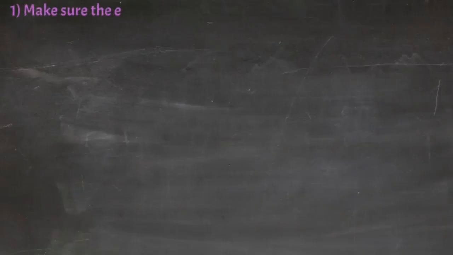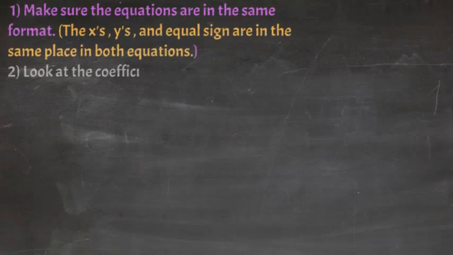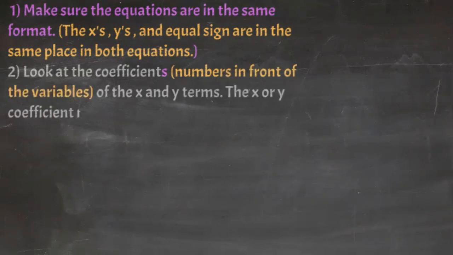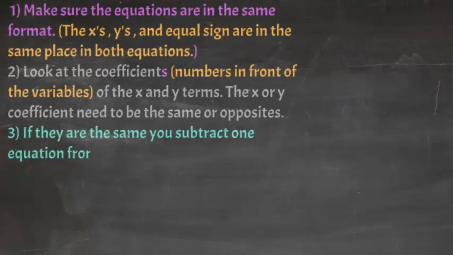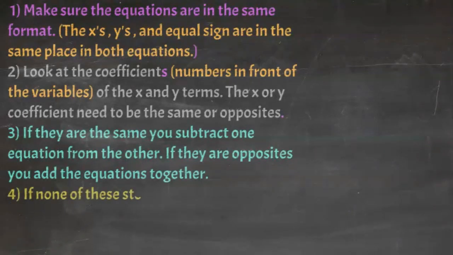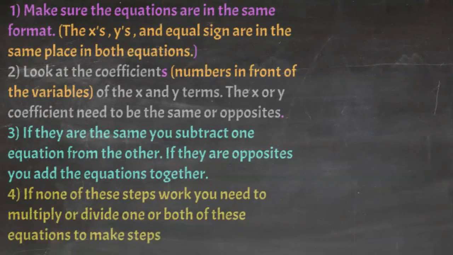So now I'm going to show you what happens if you don't have coefficients that are the same or exact opposites. Again, here's the list of steps you should take, like we did last time. It's the same, and at the bottom I'm going to add another one, step number 4: if none of these steps work, you need to multiply or divide one or both of these equations to make steps 2 and 3 true.